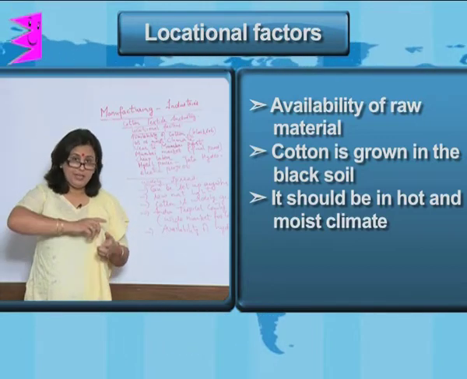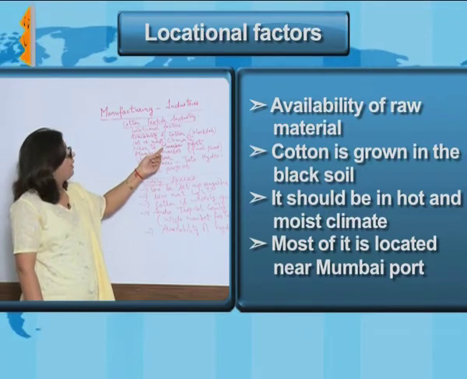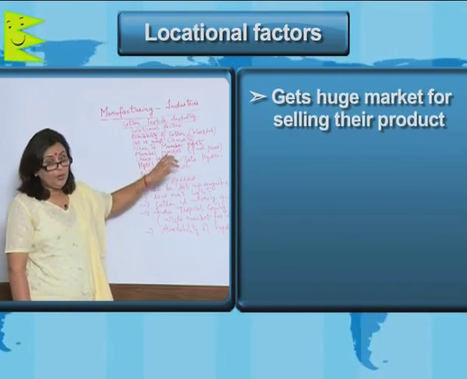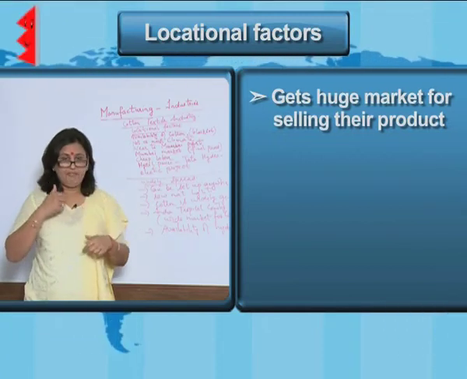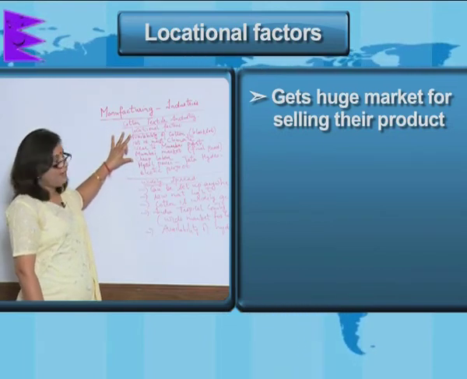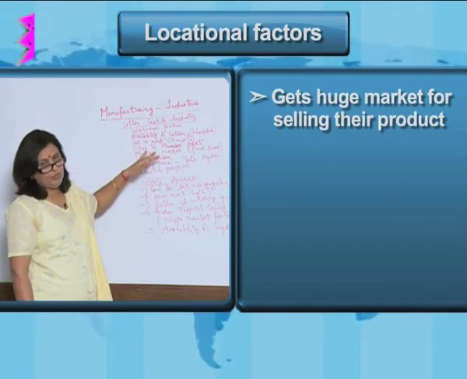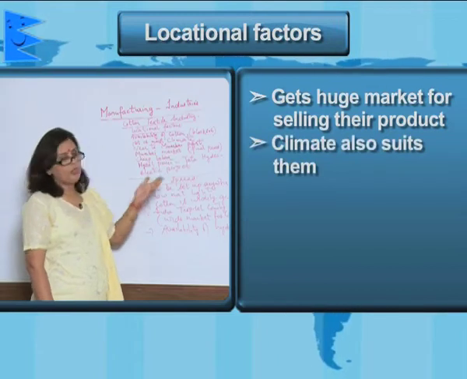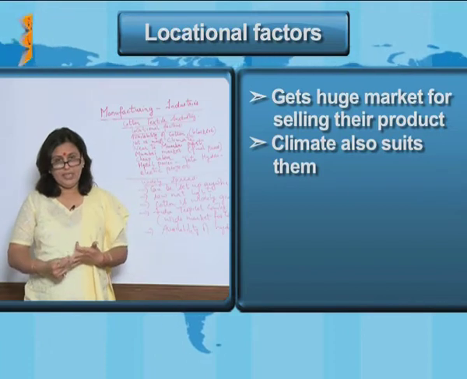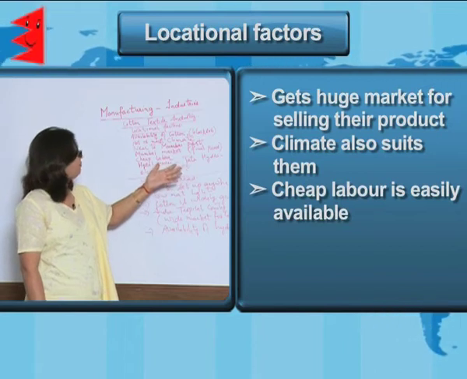And we also see that most of them are located near the Mumbai port, and also in Mumbai they get a huge market for selling their final product. Therefore, there is availability of the raw material and also a ready market for selling it. Besides, the climate also suits them. Another factor required for making an industry successful is labor, and cheap labor is easily available here.